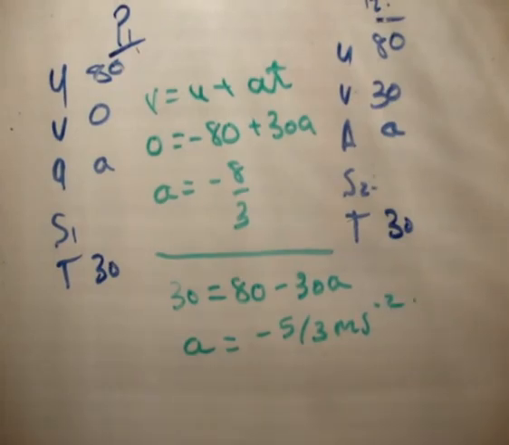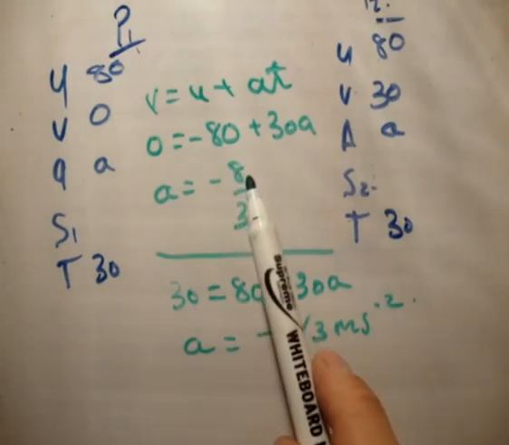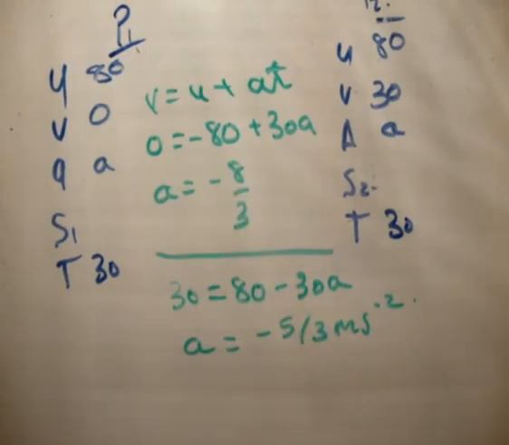Now, neither of those answers actually agree with what's in the book. So we're saying that if the train decelerates at minus 8 over 3 metres per second squared, it'll come to rest just before it collides with the goods train. And if it decelerates at minus 5 over 3 metres per second squared, it'll be moving at the exact same speed as the goods train just before it collides with it, and therefore it won't collide. So look, that's my reading of the question. It was worth a look, I hope.